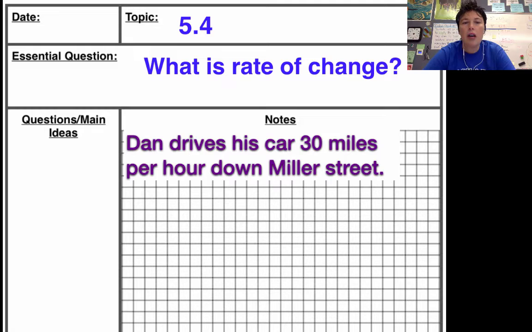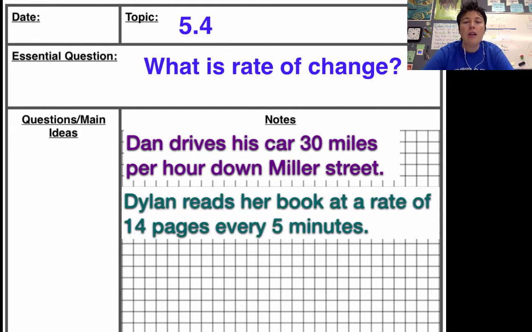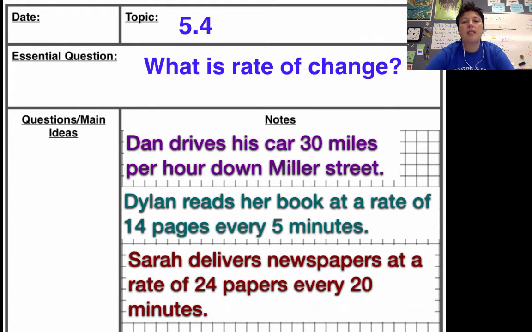If I go fast, pause the video and go ahead and write these down. Dan drives his car 30 miles per hour down Miller Street. Here's the next situation. Dylan reads her book at a rate of 14 pages every 5 minutes. Those are some key words. 14 pages every 5 minutes. Sarah delivers newspapers at a rate of 24 papers every 20 minutes.